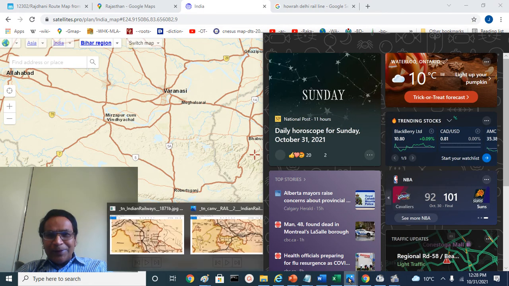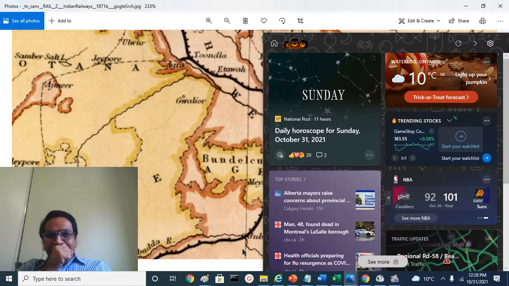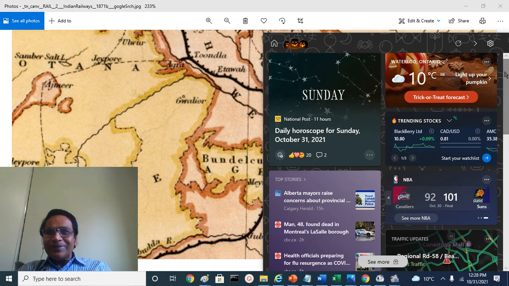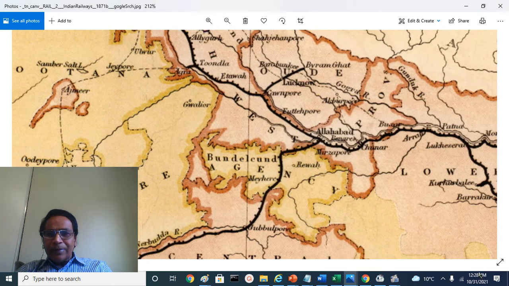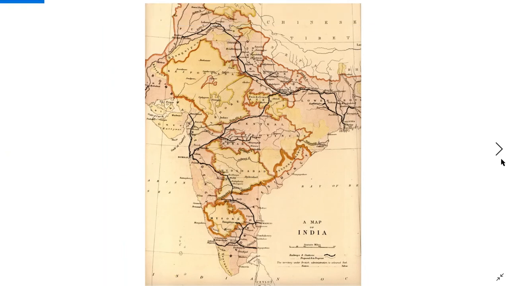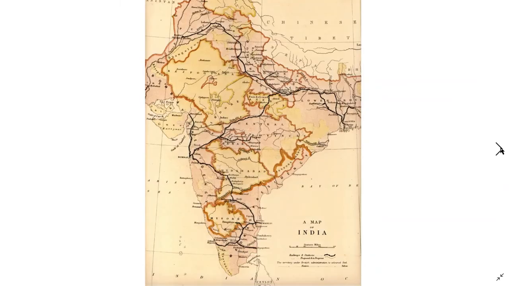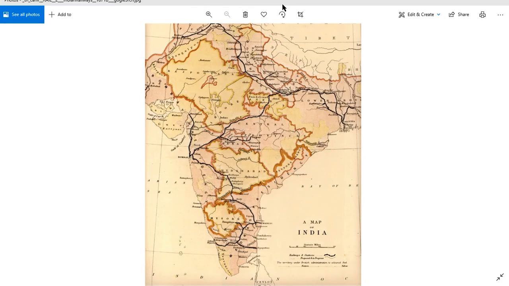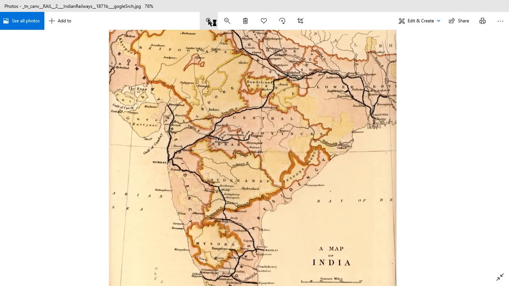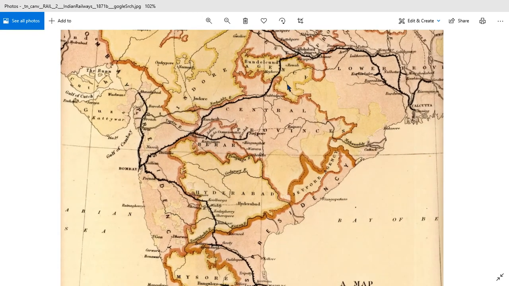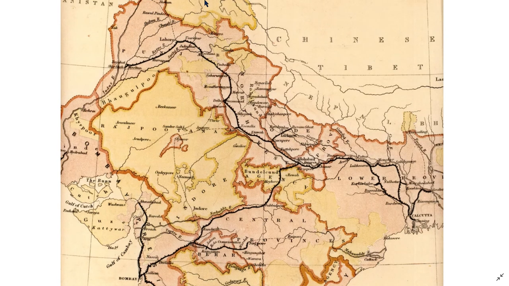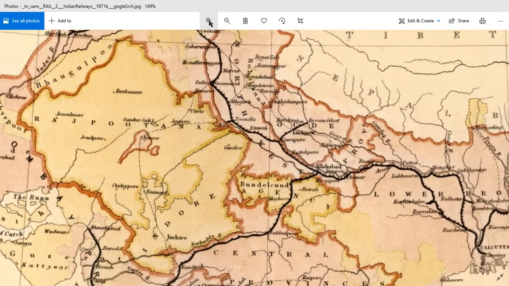I am showing the British. Yeah, we are in this number 1, the Sahib Ganj Loop. We are looking at the same here, and we'll see it was the railway line that was built in 1871. That means the second line was also built, and I want to show the railway map.